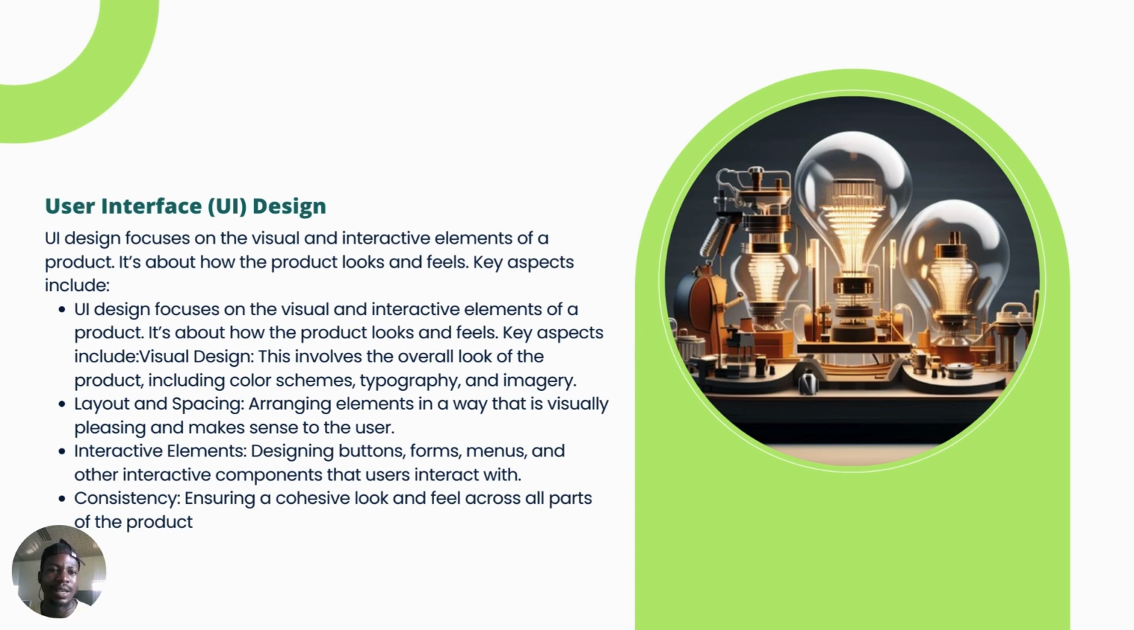Some key aspects are focus on the visual and interactive elements. You get typography, the image, color, and everything. These are part of the UI user interface designs. Then you also have layout and spacing, how elements are being spaced, how your text are being spaced, the arrangement and stuff. Then we have interactive elements, just like buttons, form, menus, you know, and we have consistency, ensuring a cohesive look and feel across all parts of the product.